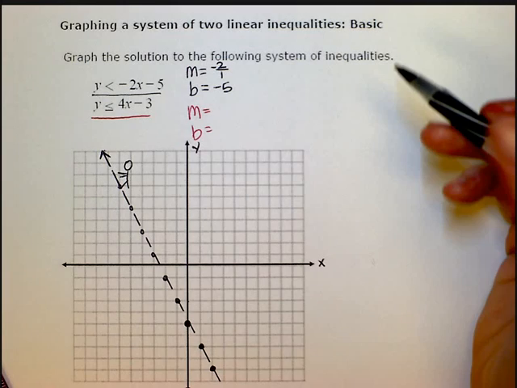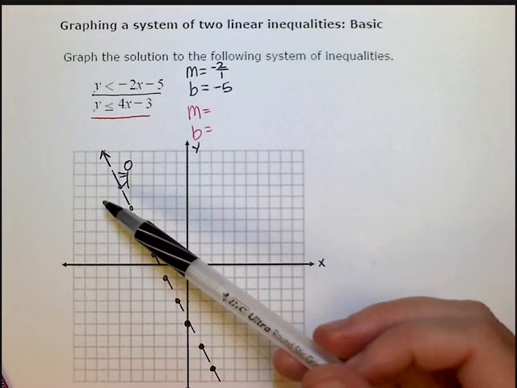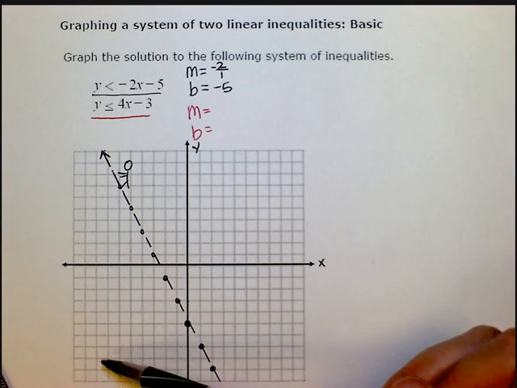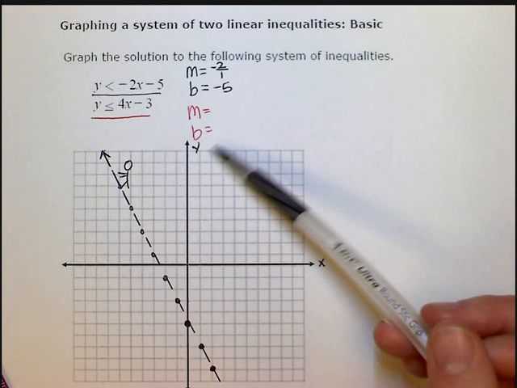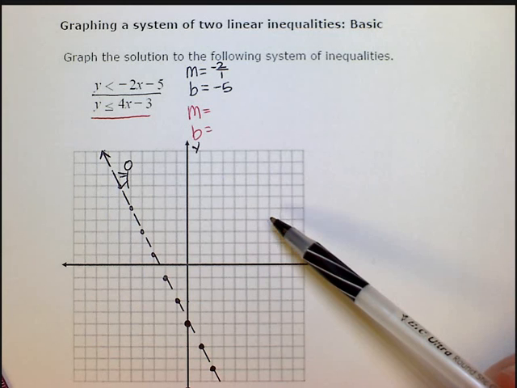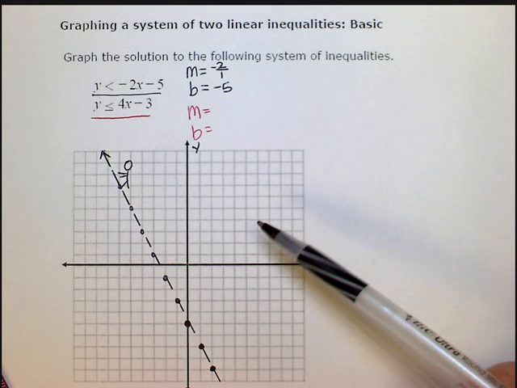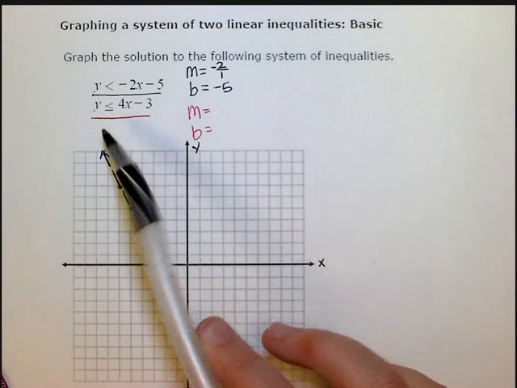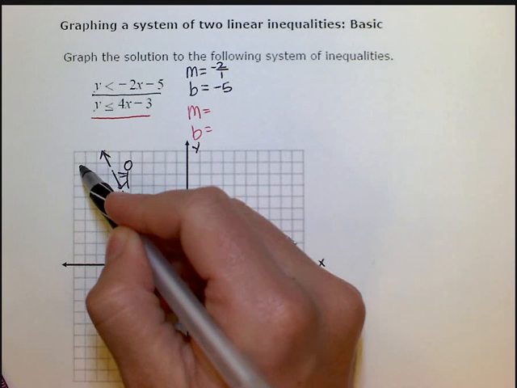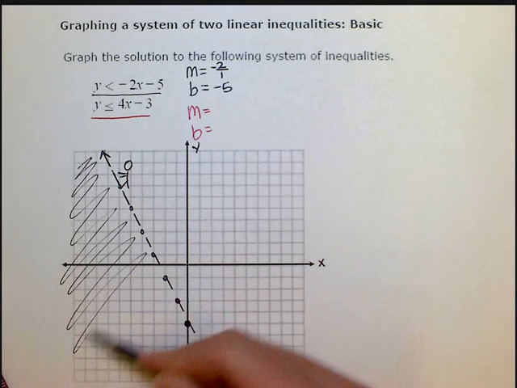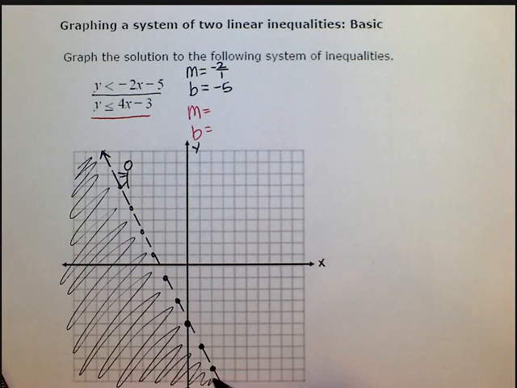If he's climbing a mountain, the ground or the mountain on this side is going to be less than him because it's below him. The sky, which is going to be on this side, is going to be greater than him. So if y is less than this line, which created our mountain, we're going to shade less than him, below him, or on the ground. So there's my first inequality.